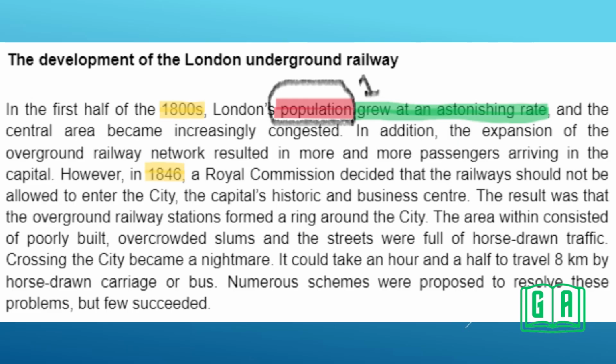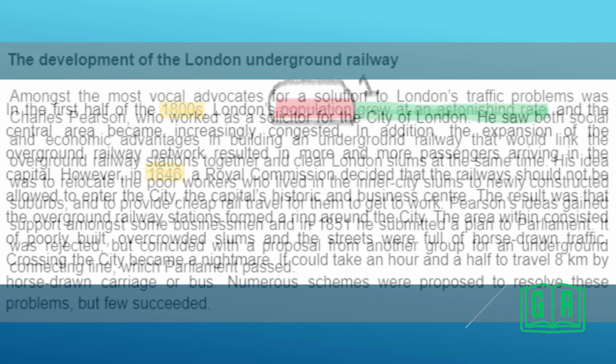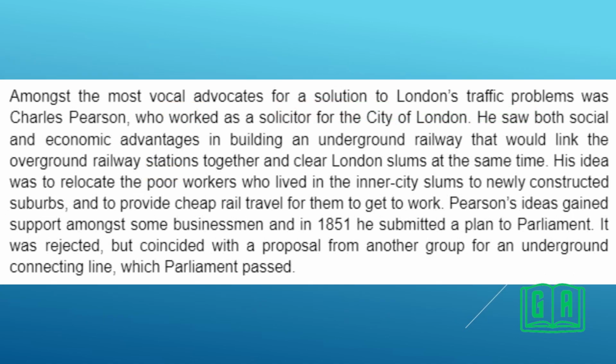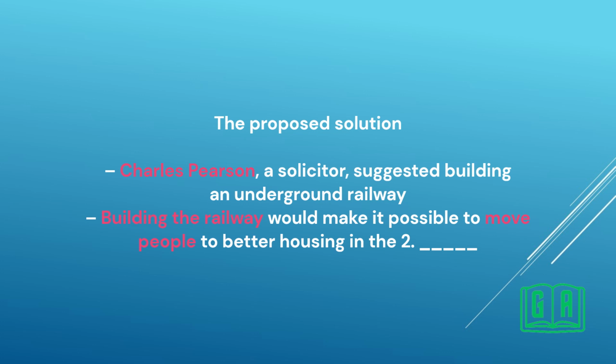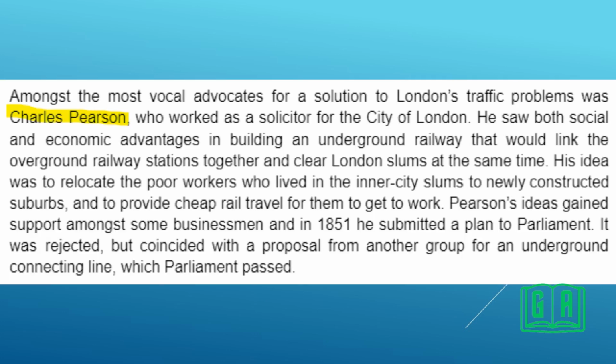Now, find where the essay first mentions the name of Charles Pearson. You can start after 1846 as it was a keyword for the first question. No Pearson in the first paragraph. Go to the second paragraph and try to find his name. Did you find him? There he is. Now start scanning after his name and try to find the paraphrase of the keyword, move people. After finding this keyword, check the question again and try to guess the answer by looking at the sentence that contains the synonym of move people.